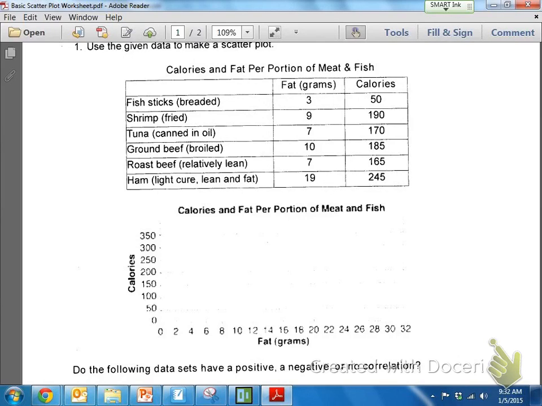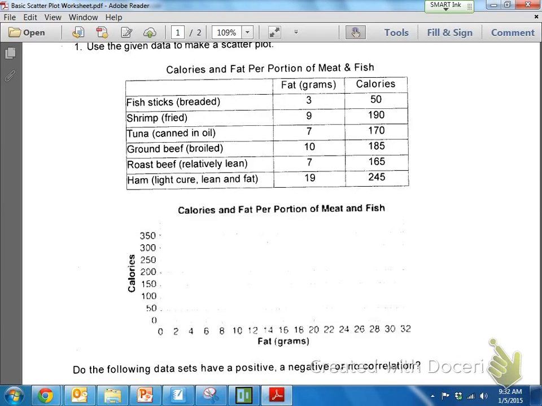We have to be able to look at the table that we're given. Usually we have to put it on a graph, and then we have to determine whether or not it has some sort of relationship. We say a positive or negative or no relationship at all. And by relationship, we use a word called correlation. And correlation just means, does it have some sort of relationship?